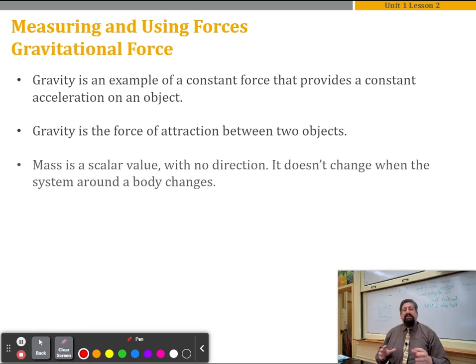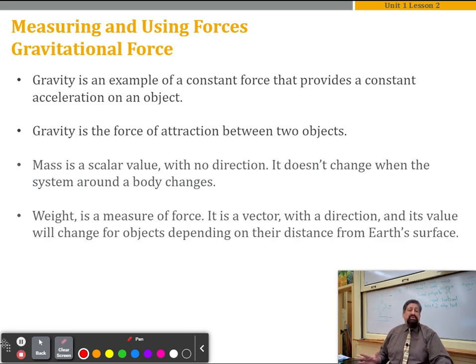Remember, mass is the amount of matter in an object. So mass is a scalar value. When we measure things in kilograms or grams, like when we put them on a balance, we're measuring their mass. We're measuring the amount of matter in that object. However, weight is a vector. Weight is the force of gravity pulling an object toward the Earth. In most cases, it's the Earth because most of the time we're dealing with objects on the Earth.